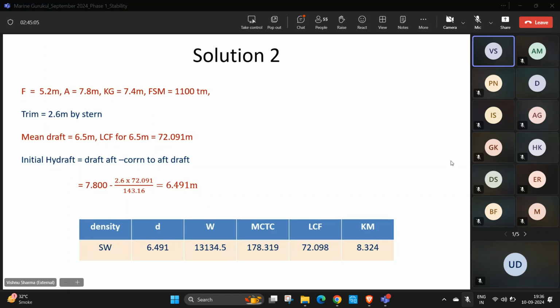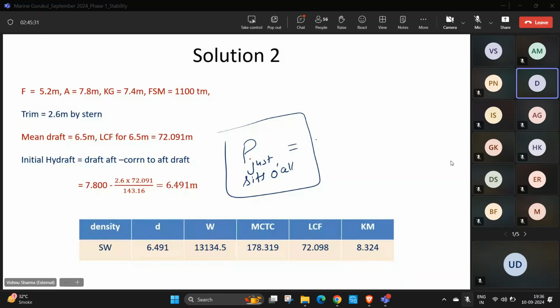Guys, got the values? Yes, sir. Okay. Now, please calculate, before I show you, P when the vessel just sits overall. It is something like 395.7. It is something like critical instant, but don't call it critical instant. P when the vessel just sits overall. How much are you saying, beta? 395.7. 395.7 tons. Can you confirm, guys? Yes or no?